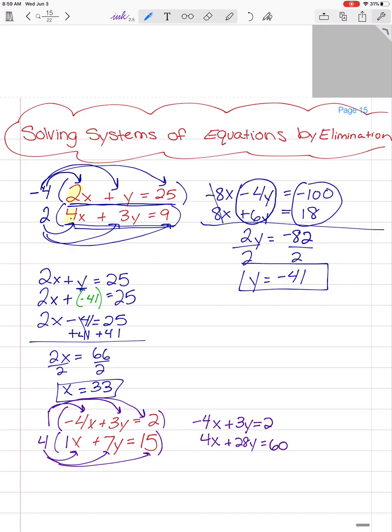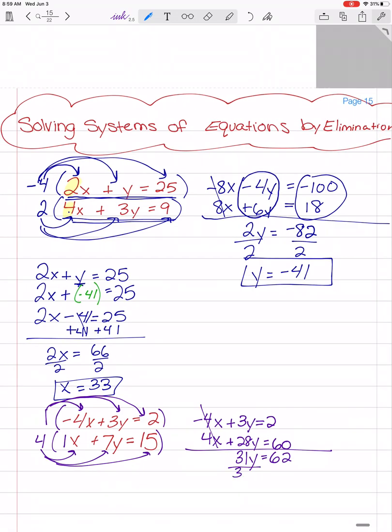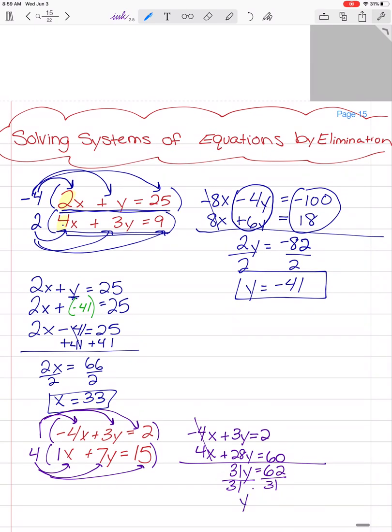Now, we have a negative 4 and a positive 4, so we're in good shape. We have 1 negative, 1 positive, so we can eliminate those. So we end up with 3y plus 28y is 31y equals 62. We know how to solve that. We're just going to divide by 31. And we'll end up with y equals 2.